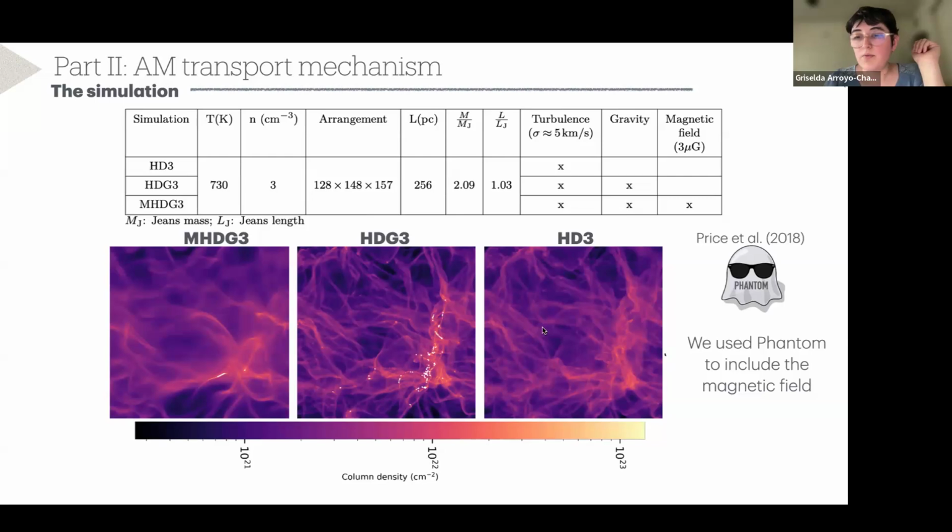The first one, going from right to left, is a simulation that only contains decaying turbulence. In the middle is turbulence plus gravity, so now we are forming a few sink particles, stellar particles. The last one contains turbulence, gravity, and magnetic field. The point here is that we can again define a numerical sample of clumps in each simulation and see if we can reproduce the J-R plot. That's exactly what we did, now with a combination of these three ingredients.